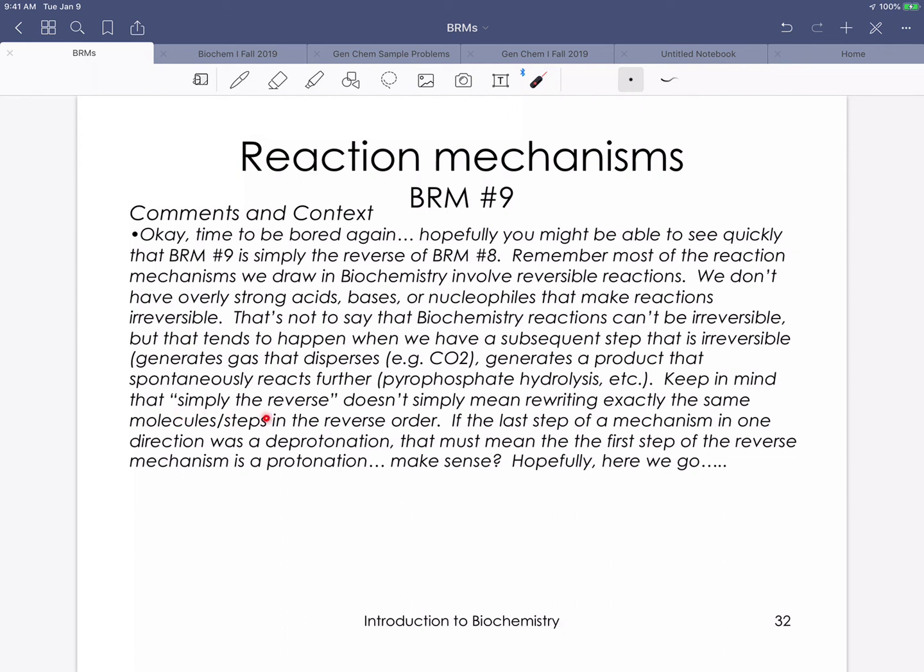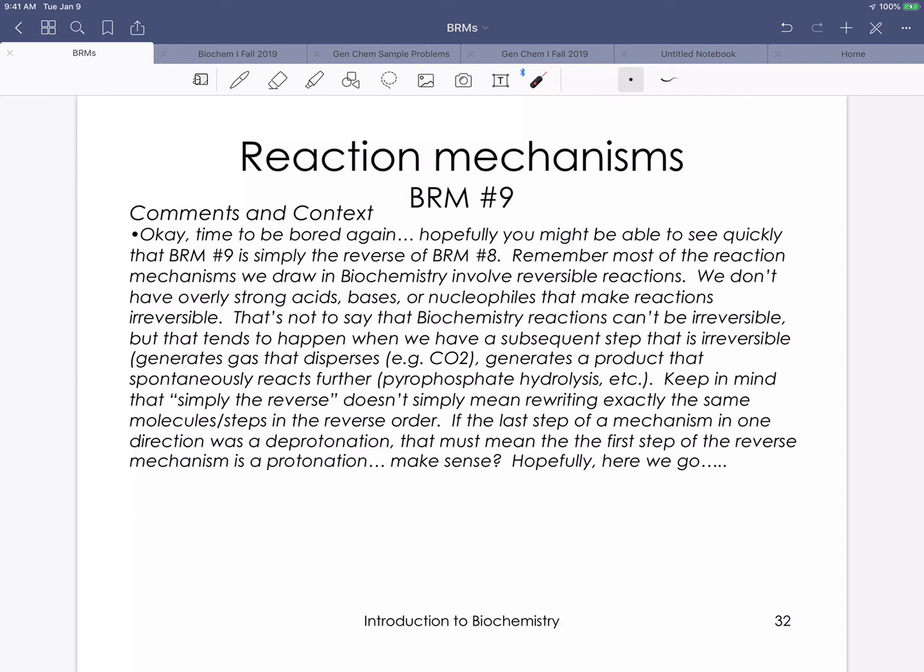So again, just to highlight with this reaction, simply saying, oh, this should be easy because reaction mechanism 9 is simply the reverse of reaction mechanism 8, is a little bit more complicated than that. We don't rewrite the same molecules and steps in the reverse order. What we really do is we need to reverse the chemistry. So again, the last step of a mechanism in one direction, if it's a deprotonation, that means the first step needs to be a protonation.